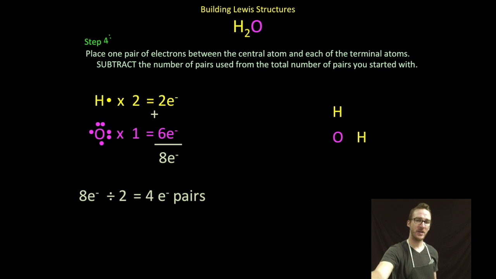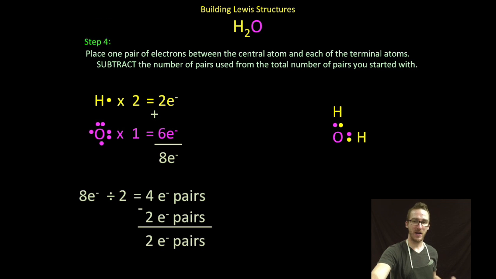Step 4, place a pair of electrons between that central atom and each of the terminal atoms. Again, I'm going to color code here to help you recognize that one of the electrons in that pair is coming from the central atom and the other electron is coming from that terminal hydrogen. This time, I only need to use 2 pairs to connect my central atom to the terminal atoms. I have 2 pairs left over.